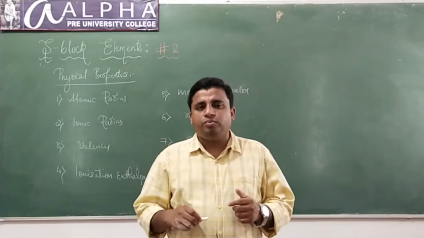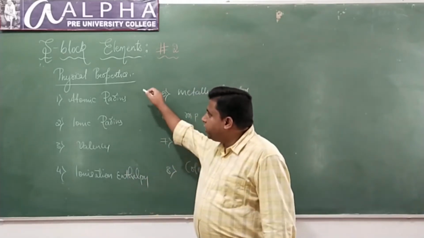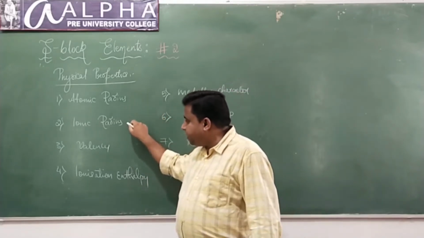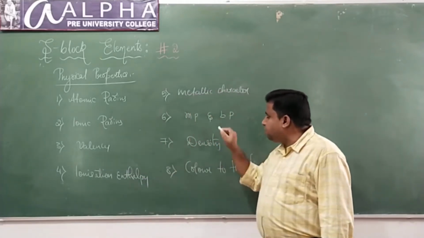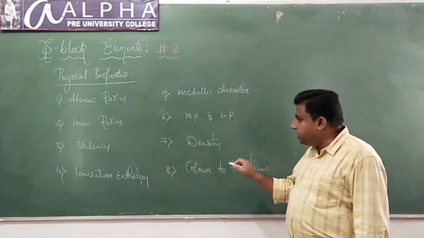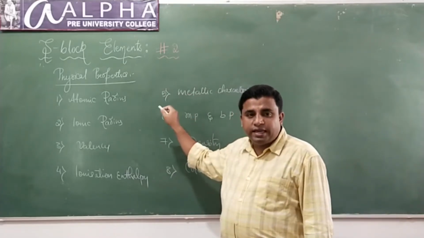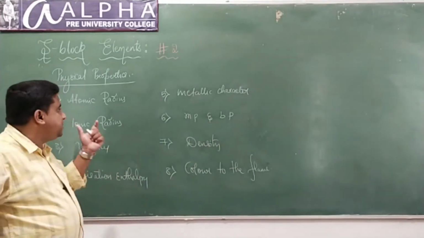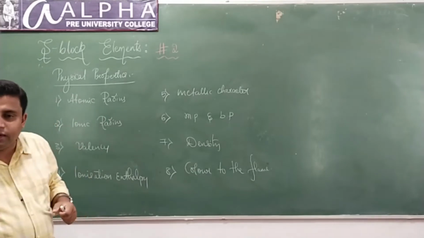And I've told you in the previous video that in this video lecture 2 I'll be talking about these physical properties. Which are those? Atomic radius, ionic radius, valency, ionization enthalpy, metallic character, melting point and boiling point, density and color to the flame. So let us discuss all these properties in detail one by one. Okay students, so I'll be starting with the first physical property. What is it? Atomic radius.